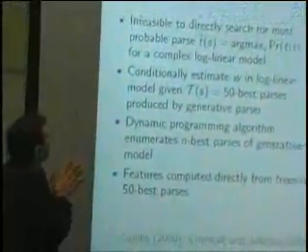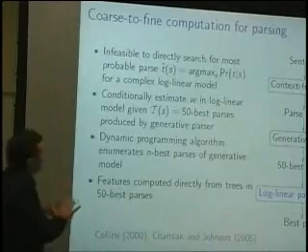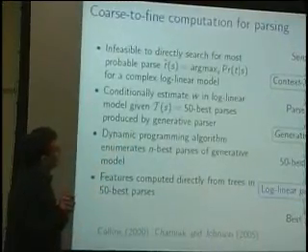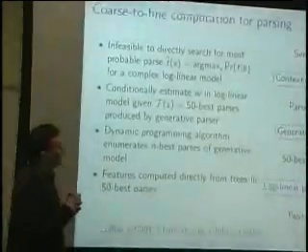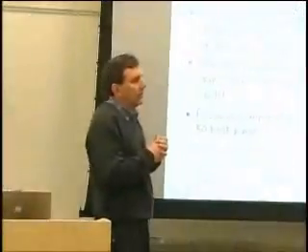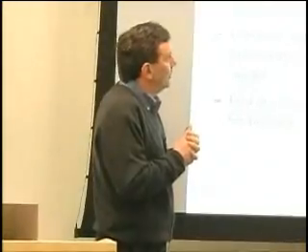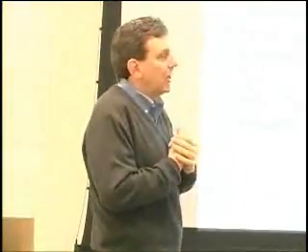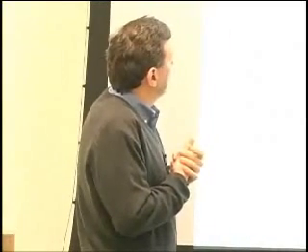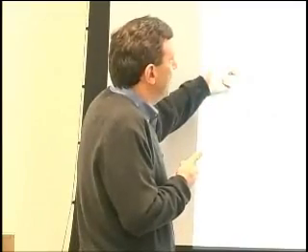As I said, it's infeasible to directly search for the most probable parse. So what we wind up doing is something over here. We take the input sentence, we run it through a fairly simple context-free parser, and it produces a parsing chart. Its job is just to identify where constituents might be and where they might not be. We use that parsing chart to constrain the search for the generative parser. And then we can use a dynamic programming algorithm to read off the 50 best parses from the generative parser.